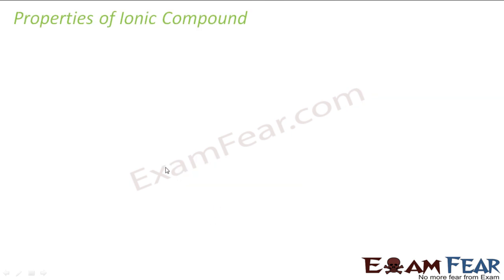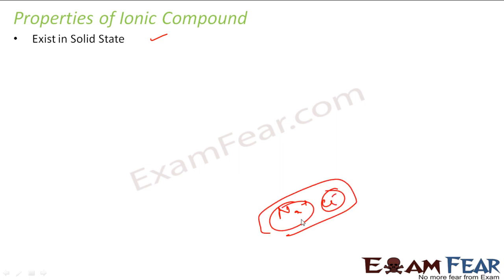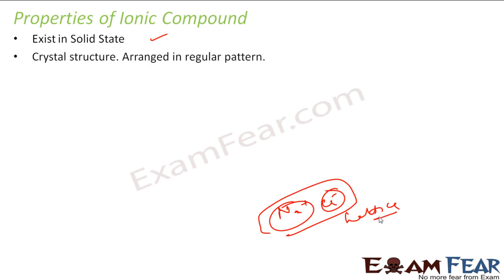So we discussed a lot about ionic compounds. Let's discuss some properties of ionic compounds. The first is they exist in solid state because, as I told you, there is a strong attraction between the ions. The Coulombic attraction is very, very strong, and they also have this lattice arrangement, a 3-dimensional arrangement. So generally they exist in solid state. They have a crystalline structure. They are arranged in a regular pattern, as just discussed.